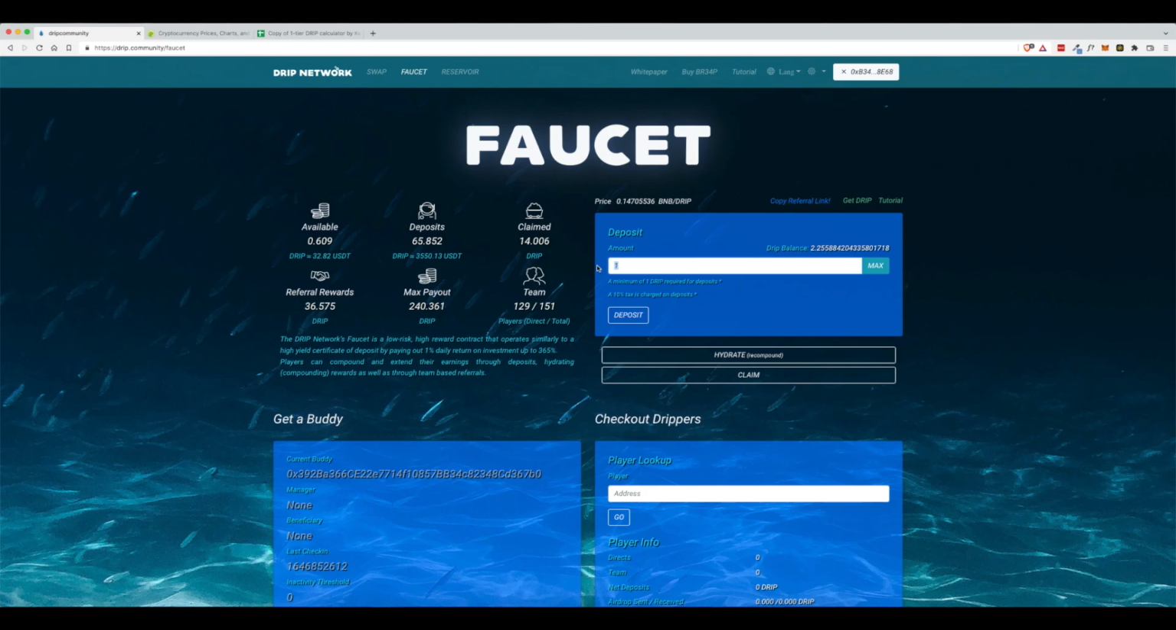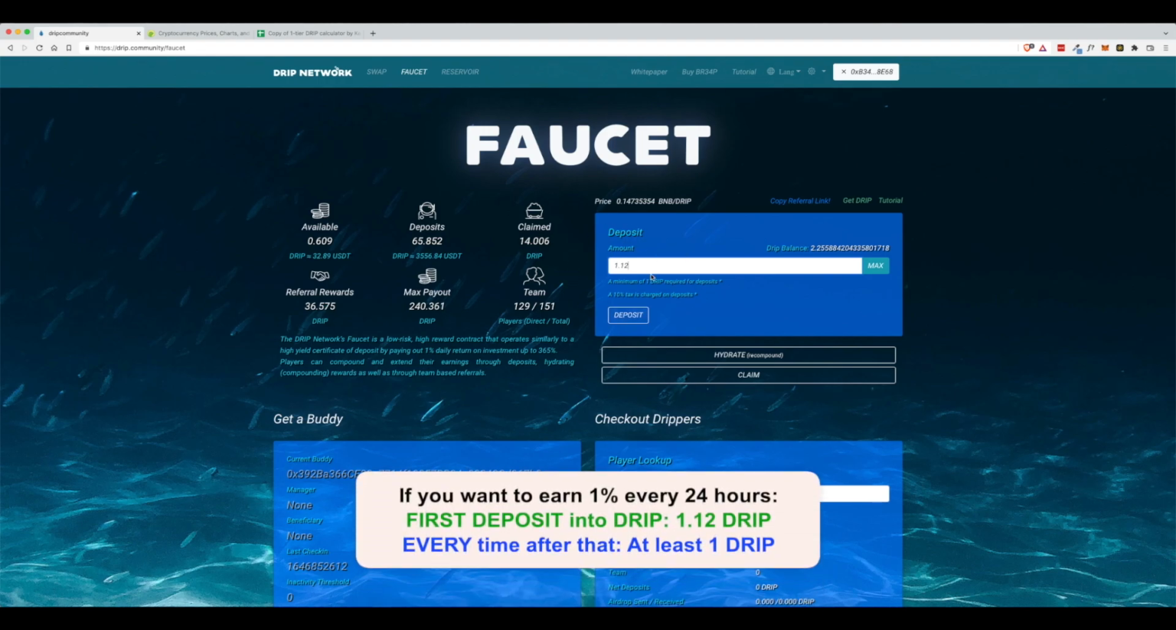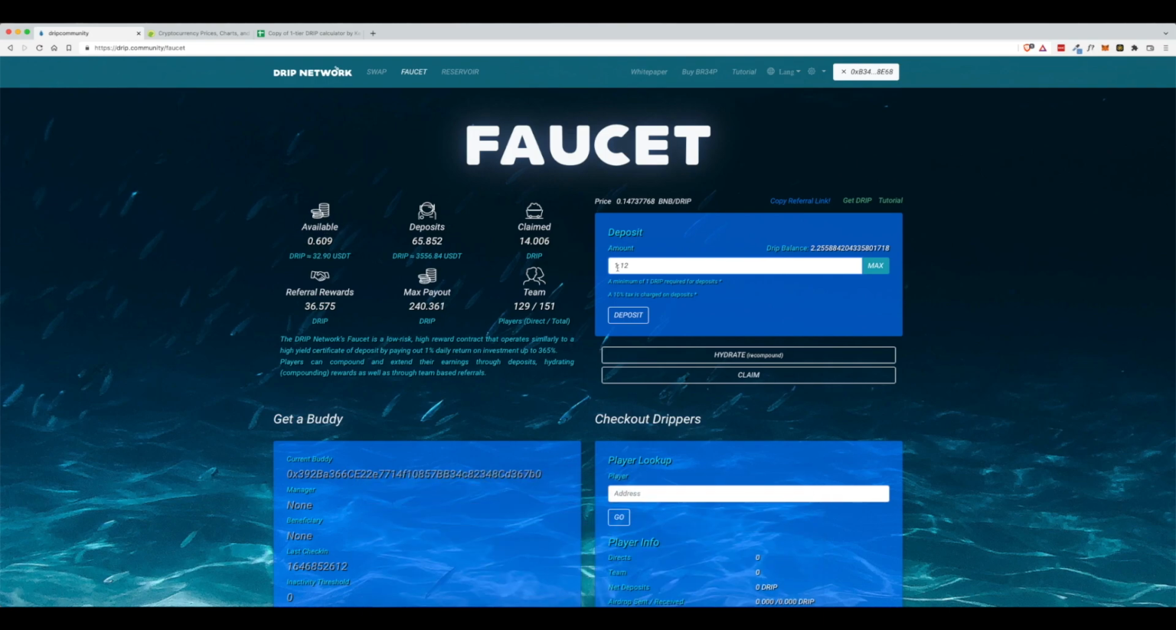If you want to earn more than the 0.01 that I was showing you, then deposit 10 drip tokens. It's whatever your drip balance shows. So for me today, if I wanted to get started, I could only deposit 2.25 drip tokens. But for you, if it's the very first time, 1.12 is the magical number to earn the 1% in daily rewards. If you fail to deposit 1.12 on your very first time, you will not earn the 1% daily rewards.